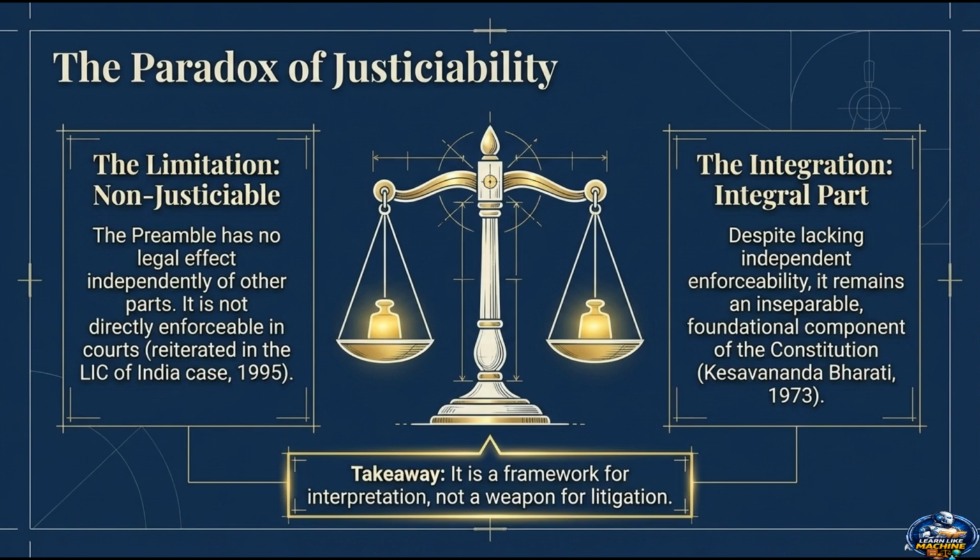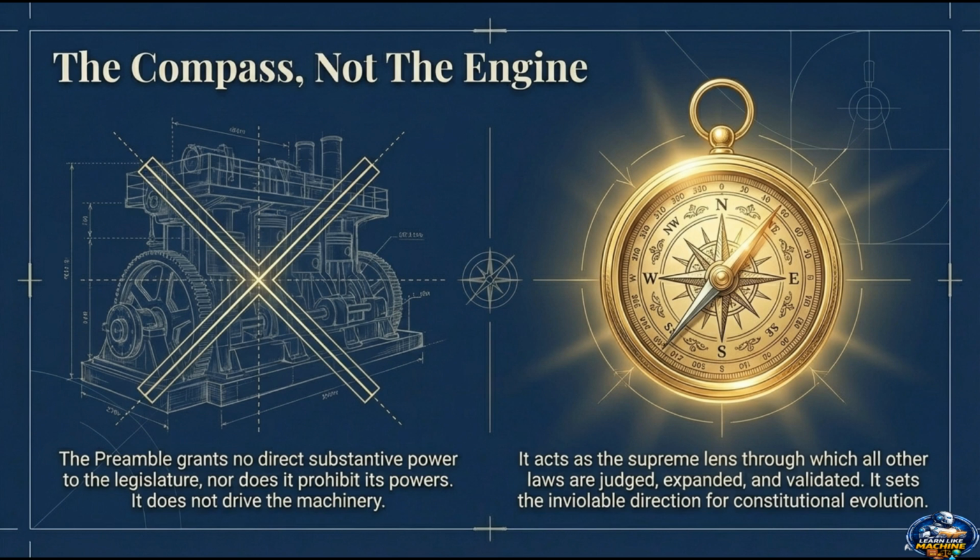A paradox exists. The Preamble is non-justiciable, meaning it cannot be enforced in courts. Yet, it remains an integral and foundational framework for constitutional interpretation. The Preamble is the compass, not the engine. It does not grant or prohibit power, but acts as a supreme lens for judging and validating all laws, setting the inviolable direction for constitutional evolution.